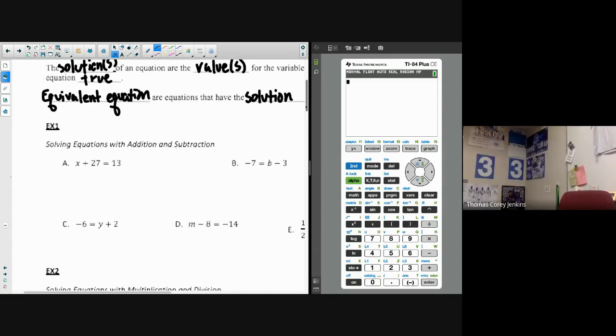So that's the big thing we want to do. We want to isolate the variable. You guys know this from 8th grade using inverse operations. So looking at A, it's x plus 27 equals 13. From lesson 1-8, we know that means what number plus 27 equals 13. Algebraically, all we need to do is undo plus 27. So that would be minus 27. And then what I do to one side, I have to do to both.